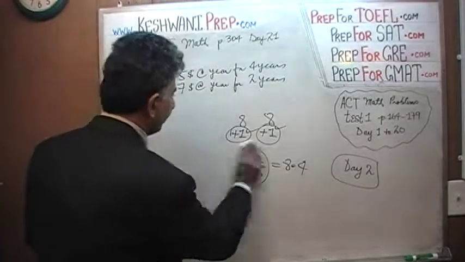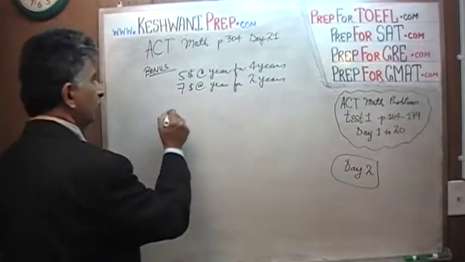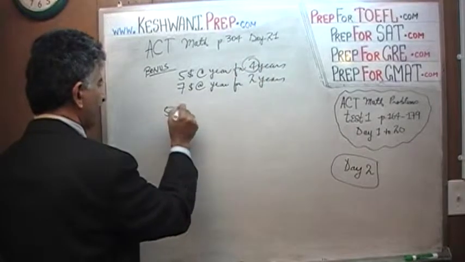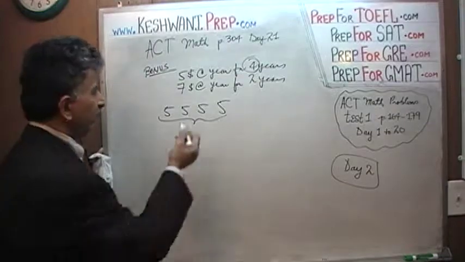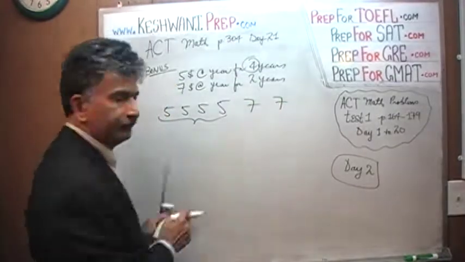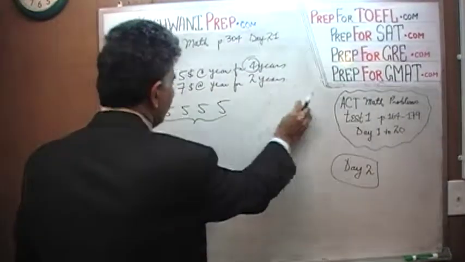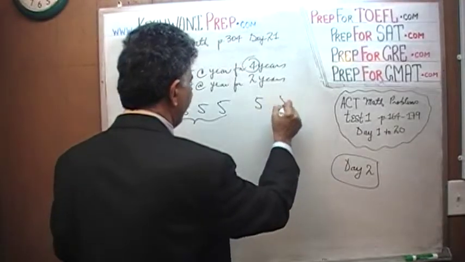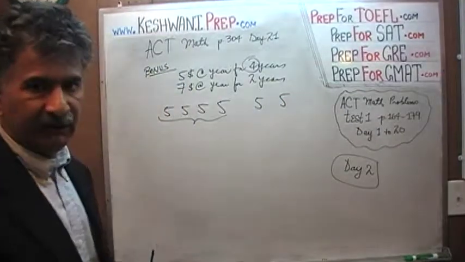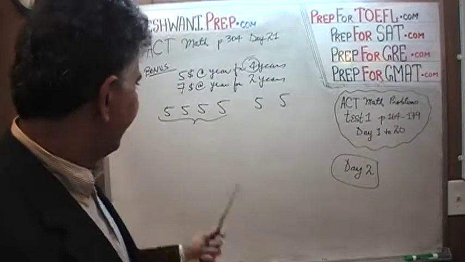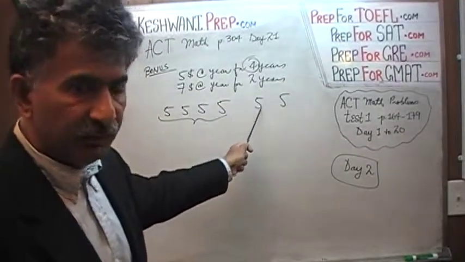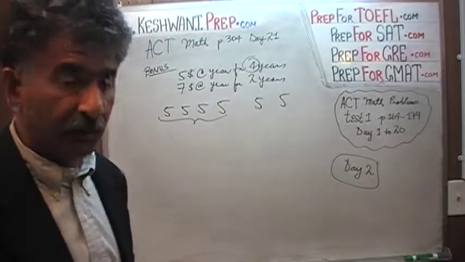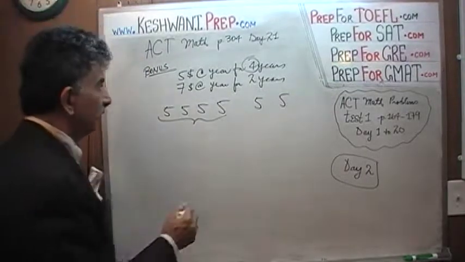Alright, let's do it together. It's very simple. Look, we have 4 years: 5, 5, 5, and 5. And then we have 7 and 7. Pretend that these 7 and 7 were 5 and 5. Had that been the case, if we had $5 in profit for 4 years and another $5 each year for the next 2 years, the average would have been just $5. But it's not $5 for the last 2 years, it is $7.